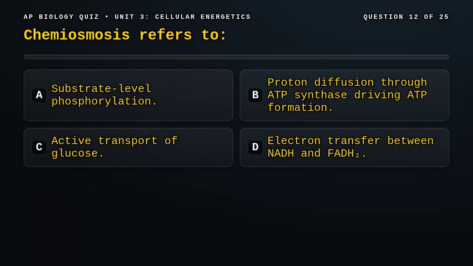Question 12. Chemiosmosis refers to: A. ATP production by substrate-level phosphorylation. B. Proton diffusion through ATP synthase driving phosphorylation of ADP. C. Active transport of glucose into cells. D. Electron transfer between NADH and FADH2.